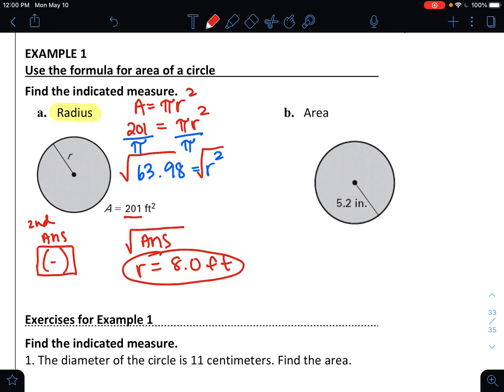Okay, will you do letter B? You are finding the area.